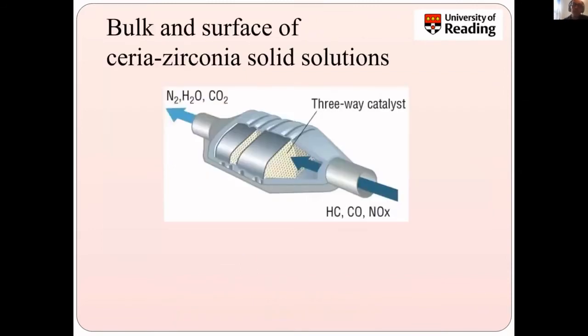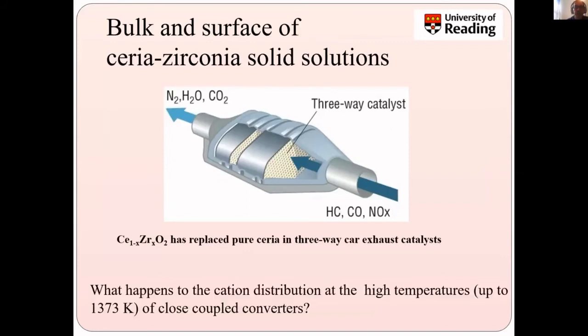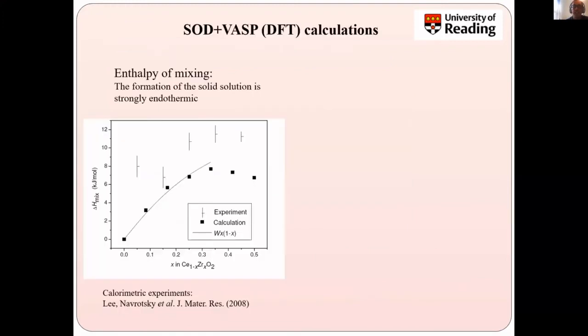The second example I want to show you is about calculating distribution at surfaces, which again is something for which you need to do explicit calculations; you cannot do it with the cluster expansion. The interest in this system is a ceria-zirconia solid solution, and it has issues of possible phase separation at high temperatures. So you are interested in seeing how stable the distribution is.